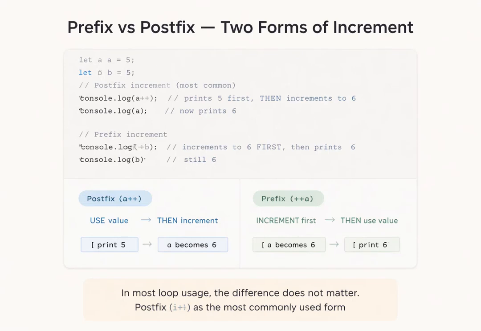There's actually a subtle distinction worth knowing about, the difference between prefix and postfix increment. When you write i++, that's called postfix. The ++ comes after the variable name. When you write ++i, that's called prefix. The ++ comes before. The difference is about when the increment happens relative to when the value is used. With postfix, the current value is used first, and then it gets incremented. With prefix, the increment happens first, and then the new value is used. In practice, when you're just using increment inside a loop to move to the next step, this difference doesn't matter at all.